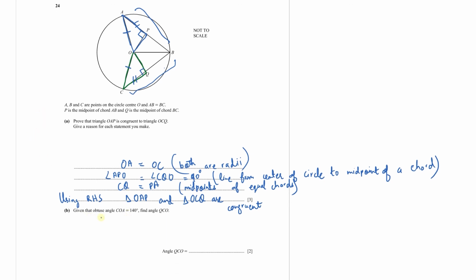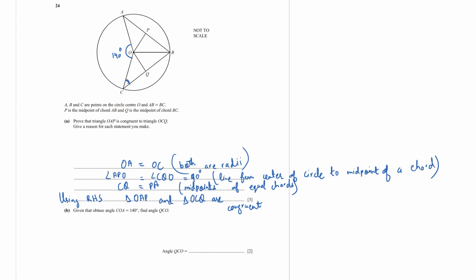Part B: given that obtuse angle COA equals 140 degrees, find the angle QCO. So let me erase all of this. We're given that this angle here is 140 degrees and we have to calculate angle QCO. QCO is this angle that we need to calculate.